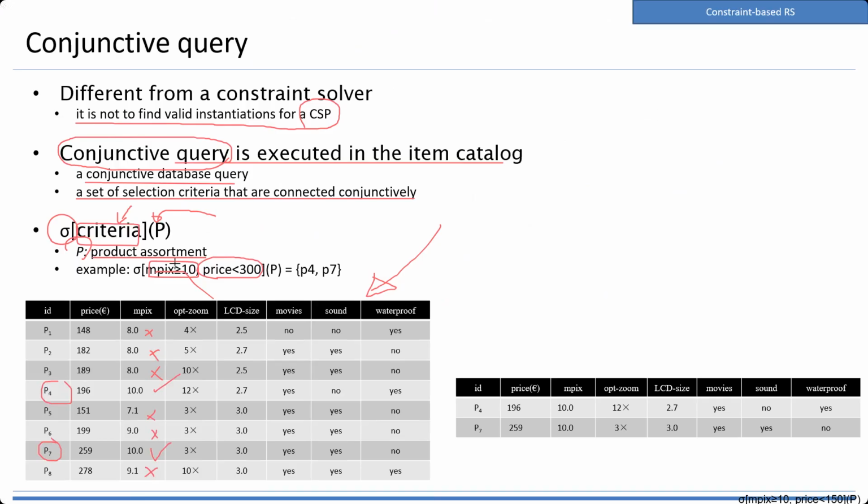And we will look at the price. The price should be lower than 300. Okay, this is lower than 300. Okay, because the criteria are satisfied, then we have P4 and P7 as the recommended products.